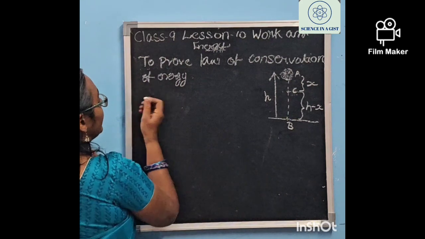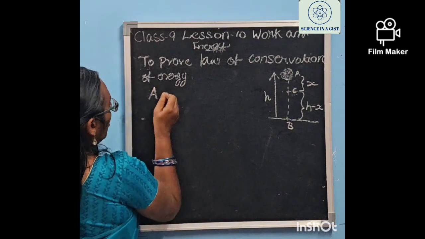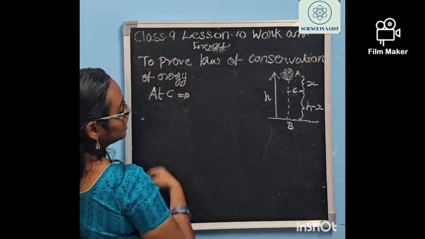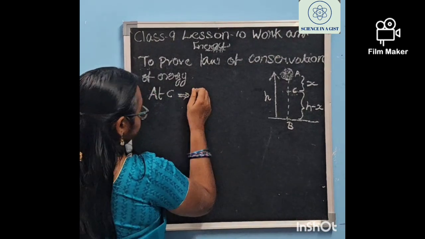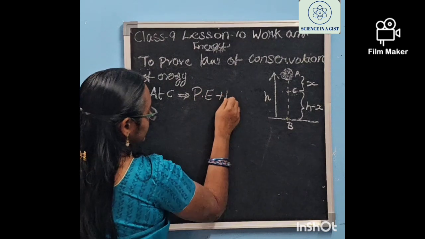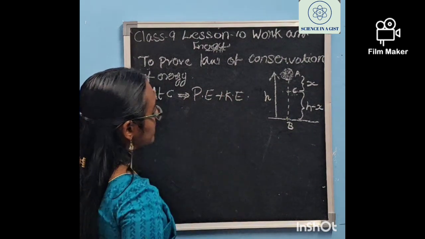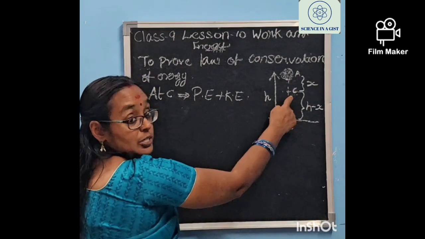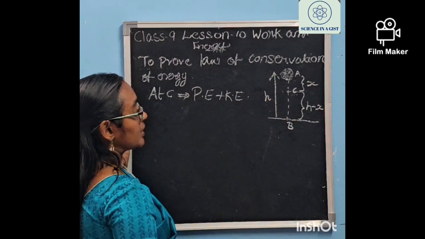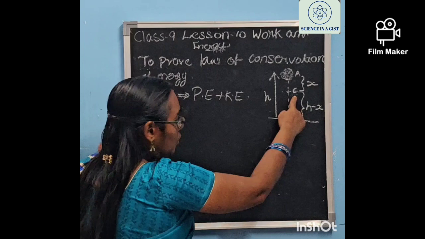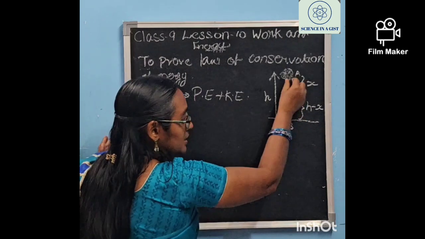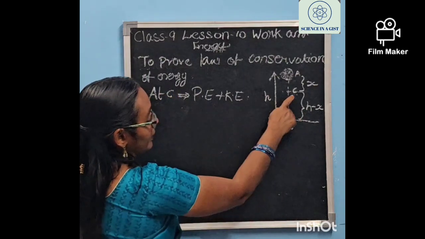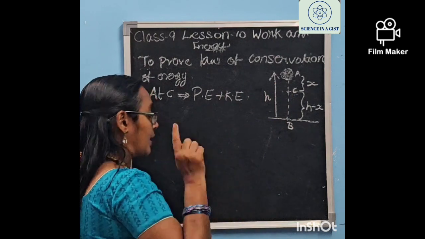So what will be the energy of the object at C? At C, potential energy plus kinetic energy. Is the object having potential energy at this point? Yes, because potential energy is not zero at this point. And is the object having maximum kinetic energy at this point? No, the kinetic energy is not maximum because it is still moving, increasing its velocity. So the object at C will have both potential energy as well as kinetic energy.